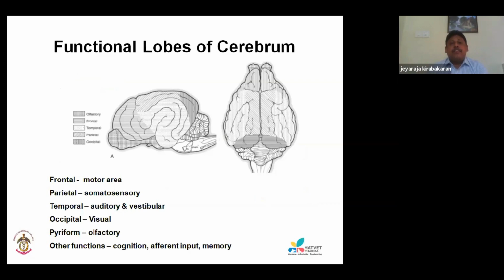Okay, these are the functional areas of the brain, and they are marked there. The frontal, then you have the parietal, the olfactory area, then the temporal area, all those things, and each has its own function. You know that: motor, somatosensory, auditory, vestibular, visual, olfactory. Other than that, you have cognition, memory, afferent input, all those things. These are the functional divisions of the cerebrum.